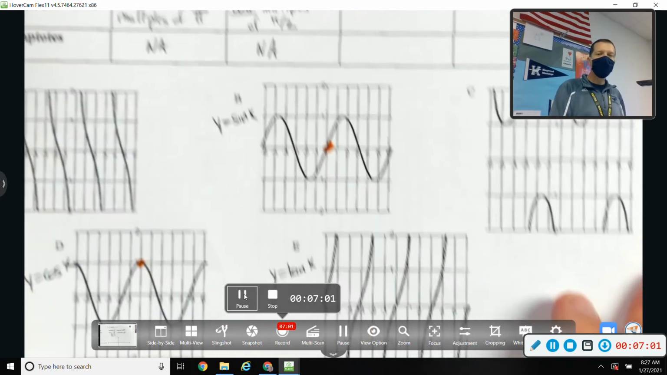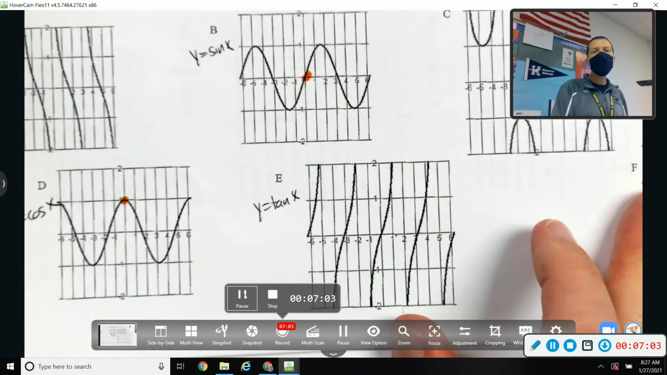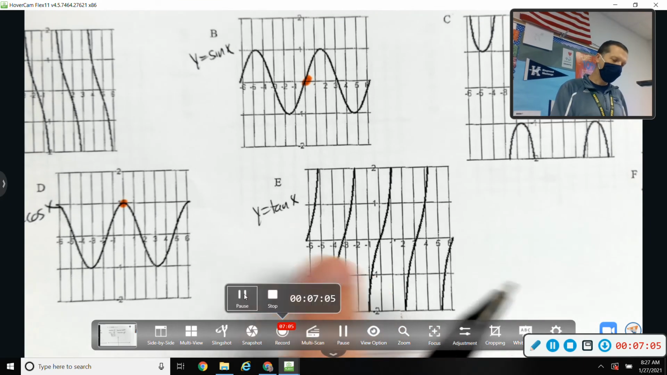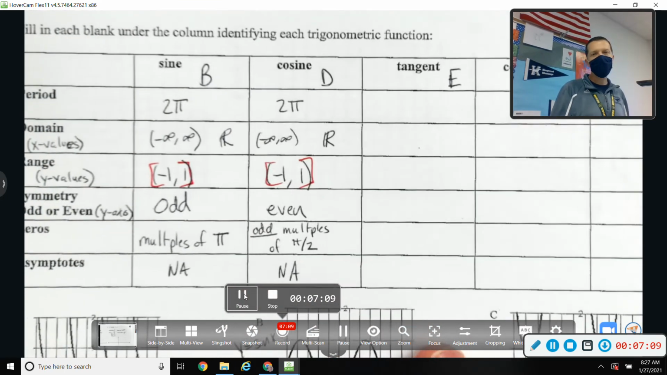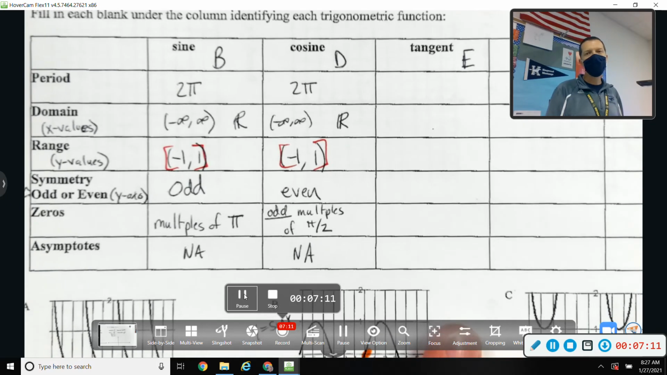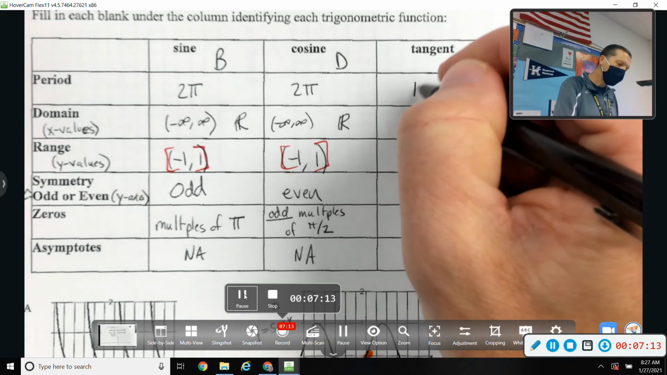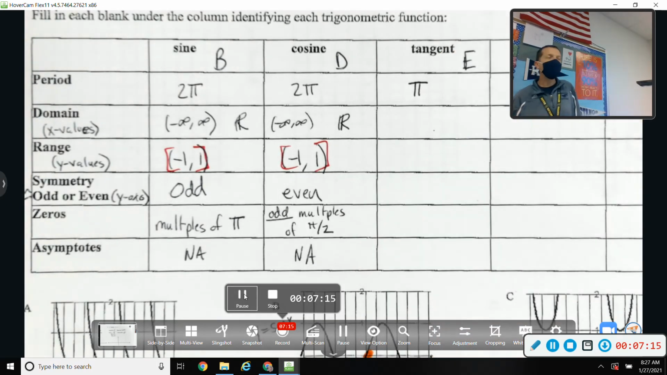So I labeled it. I labeled E. So if I'm just looking at the pictures, I'll know that that's tangent. And then I labeled it E on the graph up there on the table. You just told me the period was pi. So that's a big difference between sine and cosine, or from sine, cosine to tangent: the period is different.